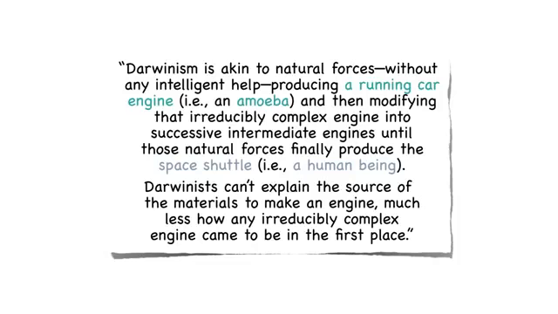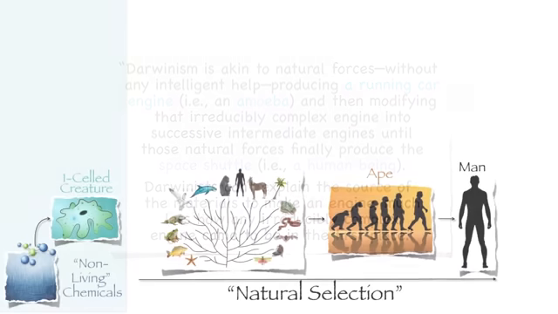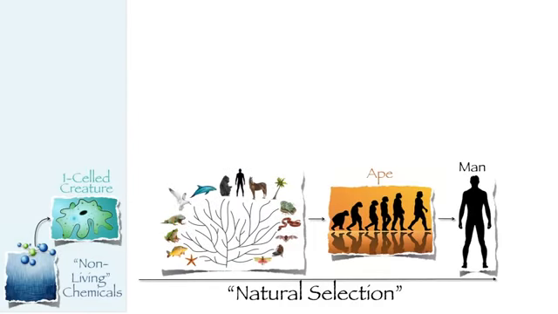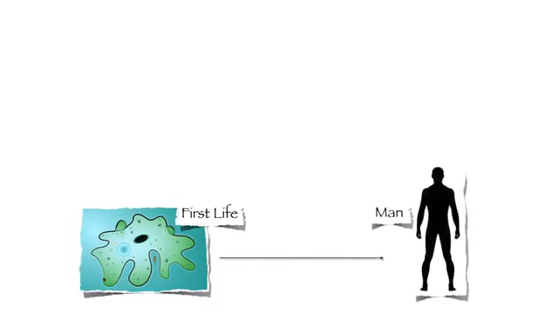Darwinists can't explain the source of the materials to make an engine, much less how any irreducibly complex engine came to be in the first place. Let's put this in image form for you. Here we have our evolutionary model, and we'll pull out the image of the first life on the one end and place the image of man on the other.